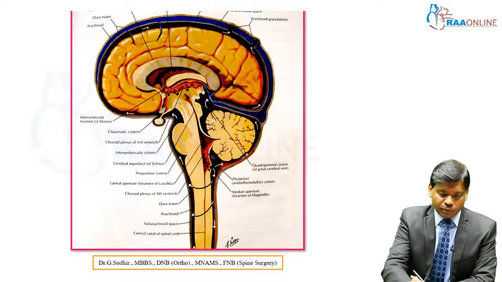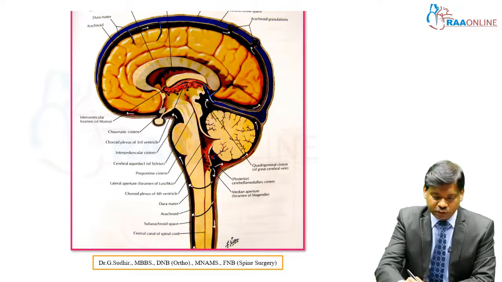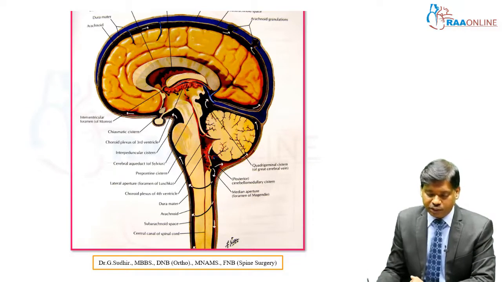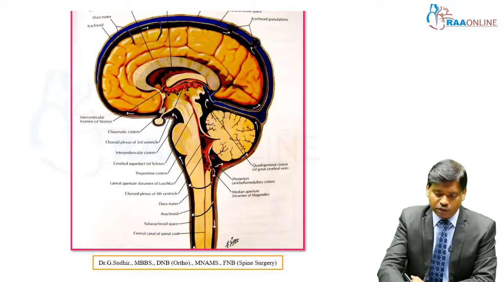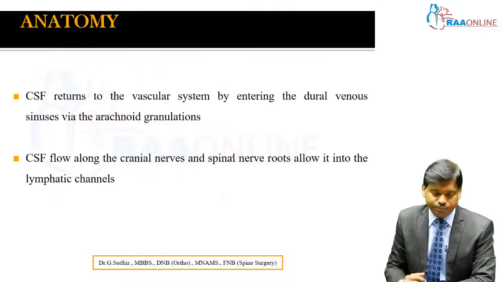So this is the interventricular foramen of Monro. From here, it comes here, and through the cerebral aqueduct of Sylvius, it comes here, and from here it goes through the foramen of Magendie and Luschka into the subarachnoid space, and then it drapes the entire spinal cord.